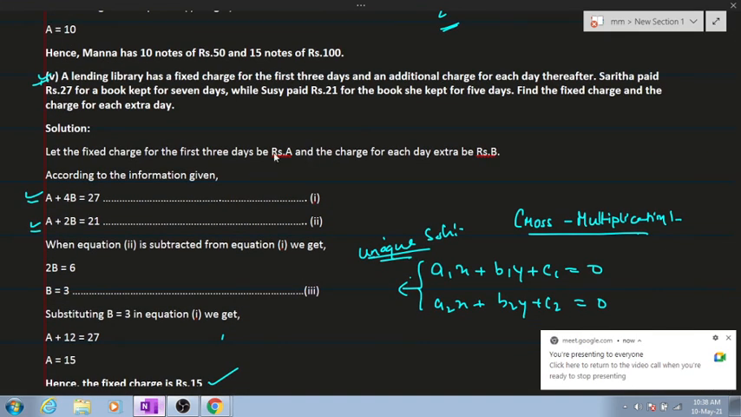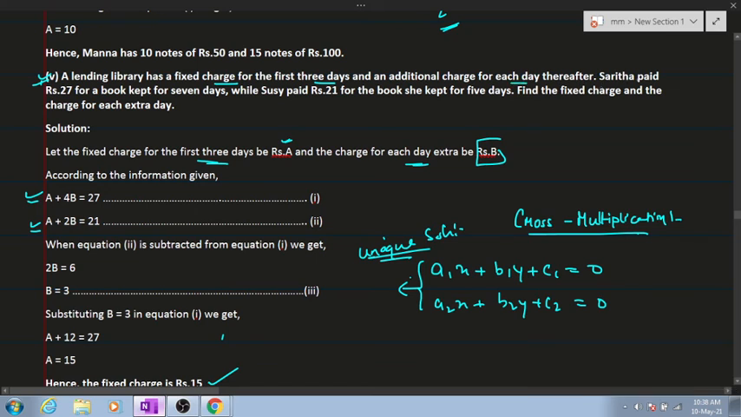The fixed charge for the first 3 days was A, and the charge for each extra day is B rupees. Read the question once again: a fixed charge for the first 3 days and an extra charge for each day thereafter. She paid 27 rupees if she kept the book for 7 days. So for the first 3 days, I assume it to be A. For 7 days kept, subtract the 3 days, and you get 4 days left. So the extra will be 4B, right?